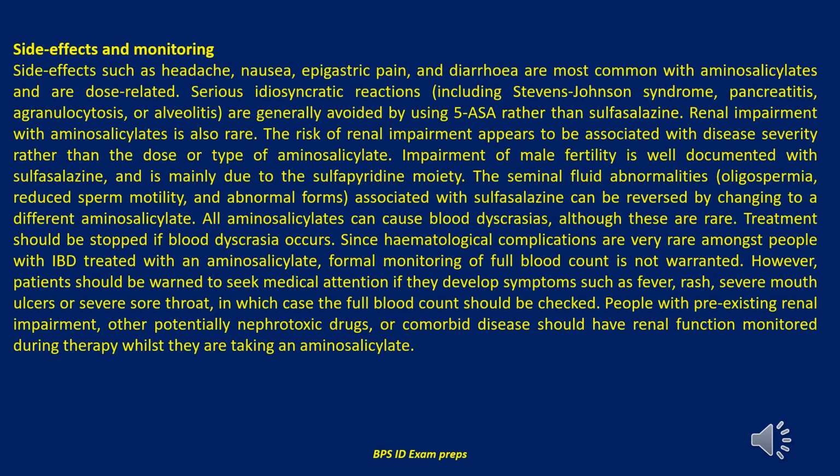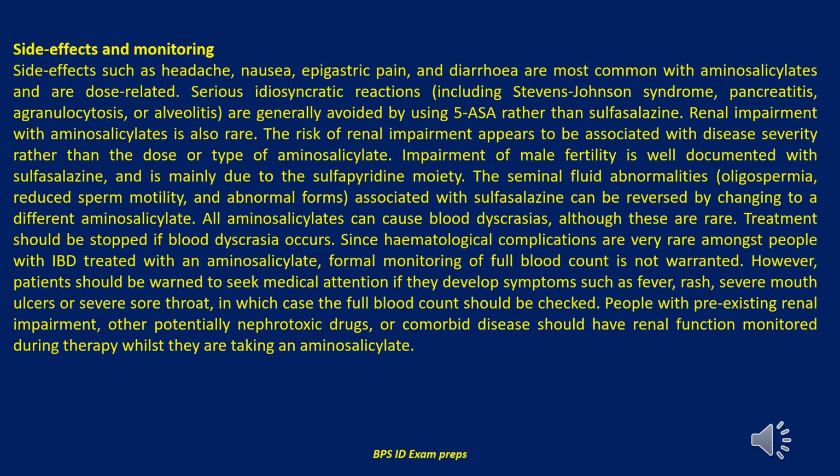Impairment of male fertility is well documented with sulfasalazine, and is mainly due to the sulfapyridine moiety. The seminal fluid abnormalities, that is oligospermia, reduced sperm motility, and abnormal forms associated with sulfasalazine can be reversed by changing to a different aminosalicylate. All aminosalicylates can cause blood dyscrasias, although these are rare. Treatment should be stopped if blood dyscrasia occurs.